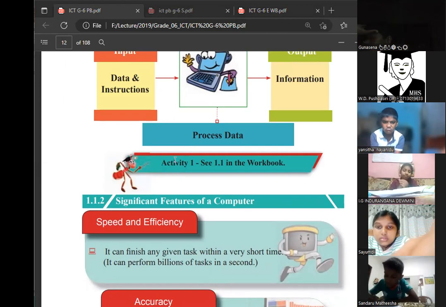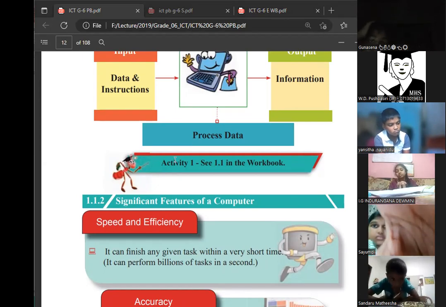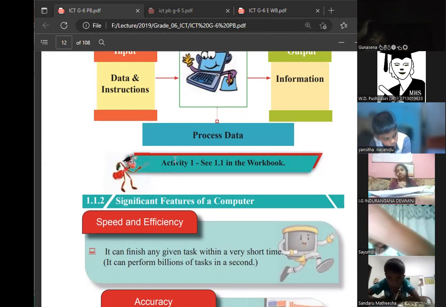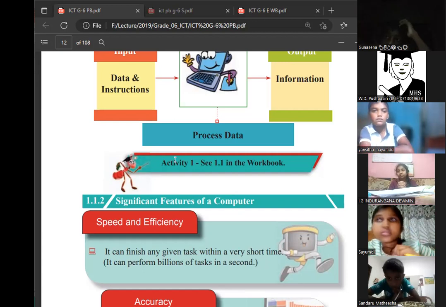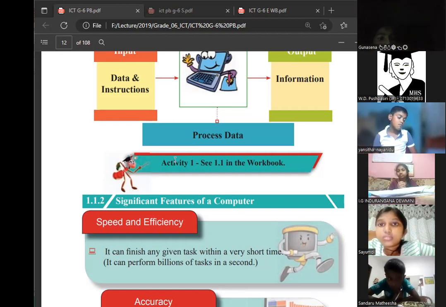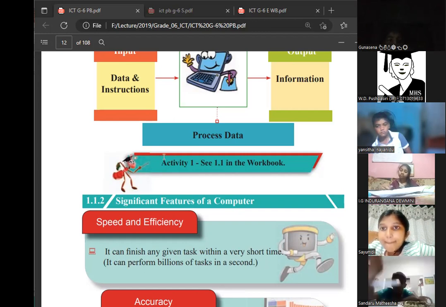It can finish any given task within a very short time. It can perform billions of tasks in a second. Right, so we have speed. Therefore, since it has speed, that work can be done efficiently.